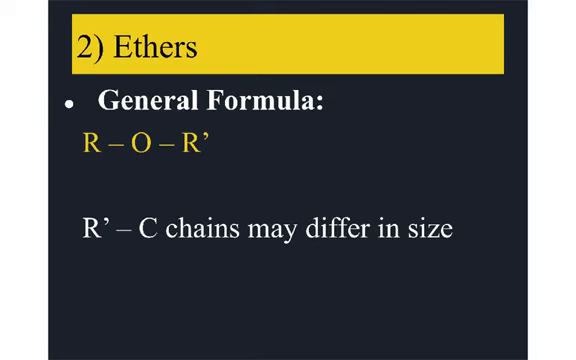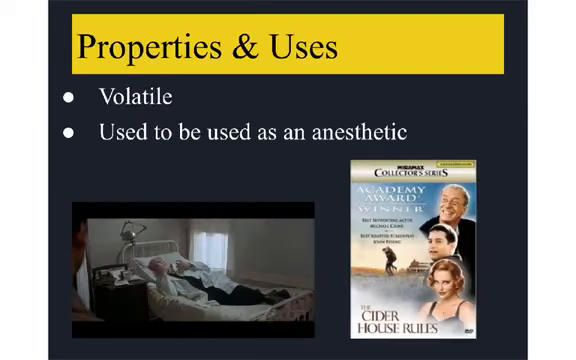So it's basically an oxygen between 2 carbon chains. The second R has a little dash, and that just means that the carbon chains could be different lengths, although they could be the same length as well. We'll see both. These ethers are very volatile, meaning as soon as you take the lid off the container, you can smell it instantly. It very quickly goes into the gas phase.